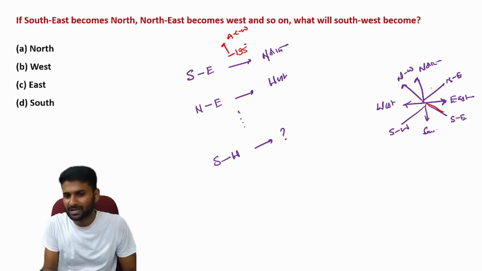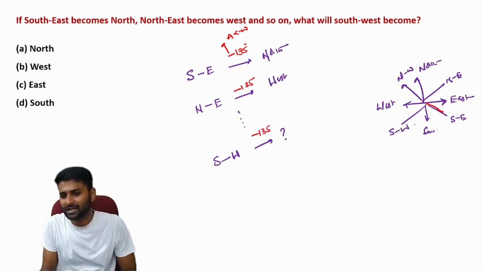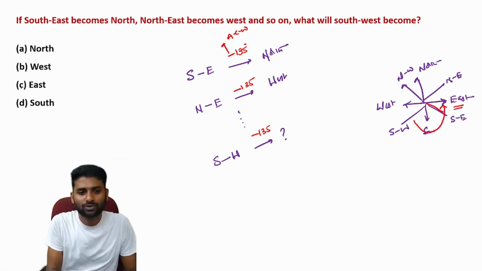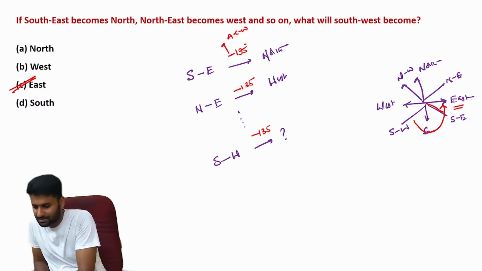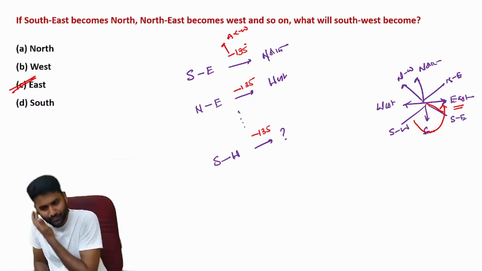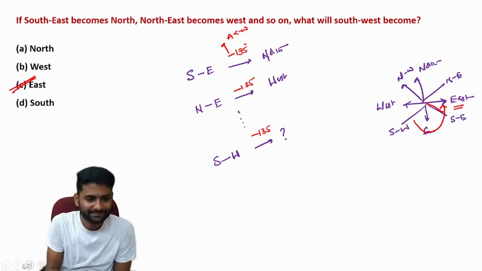In the same way, northeast becomes west. Again it is moving 135 degrees anti-clockwise. Now just change southwest by 135 degrees anti-clockwise. According to that pattern, southwest becomes east. So the answer is east. Very good. C is the correct answer.